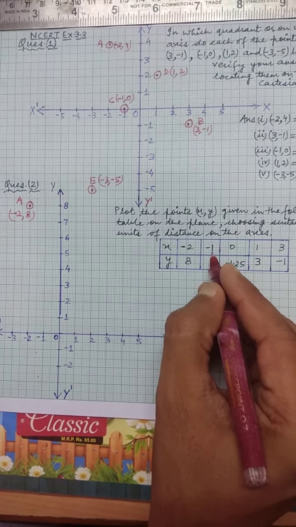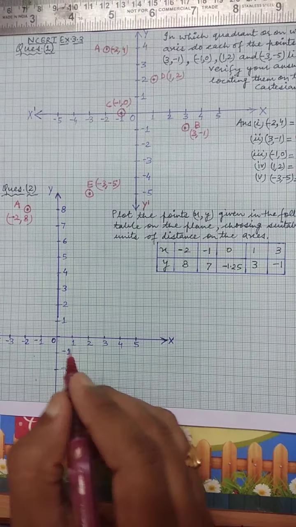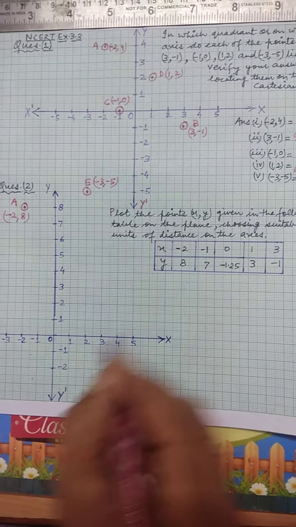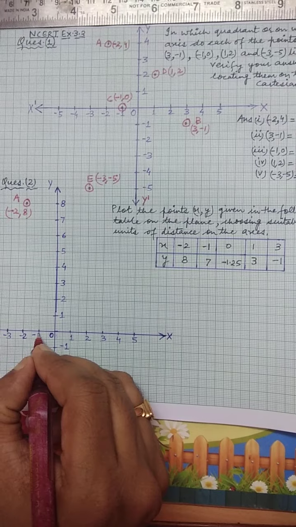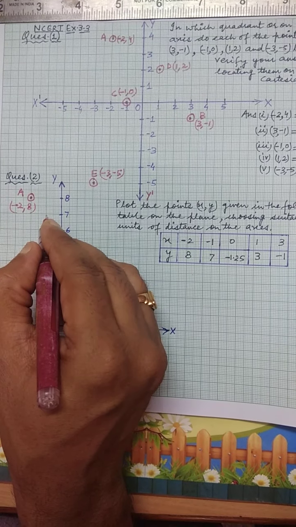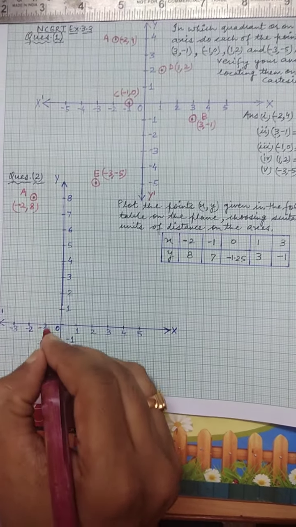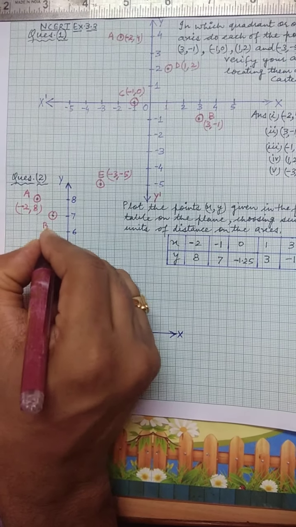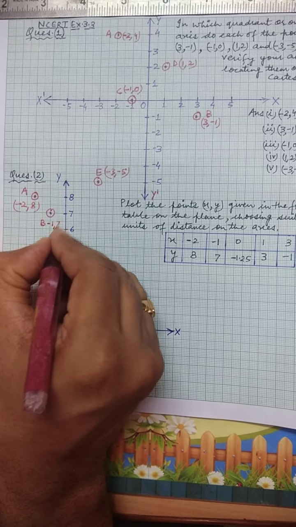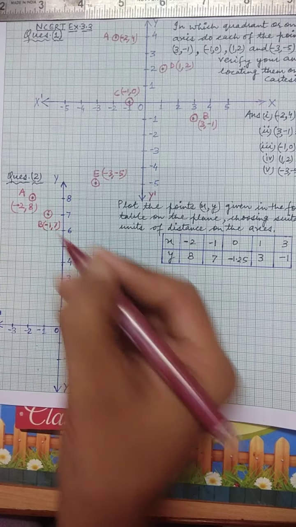The second ordered pair is (-1, 7). So -1 is your x coordinate. So -1 is here and positive 7 on the y coordinate is this. So we will draw it as B point. This is your (-1, 7).